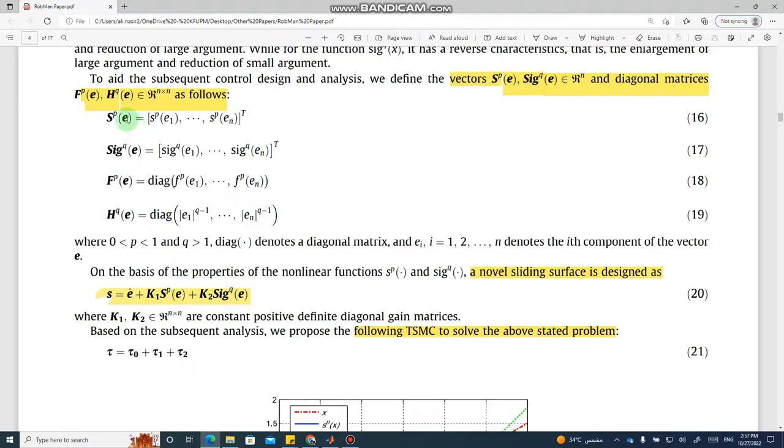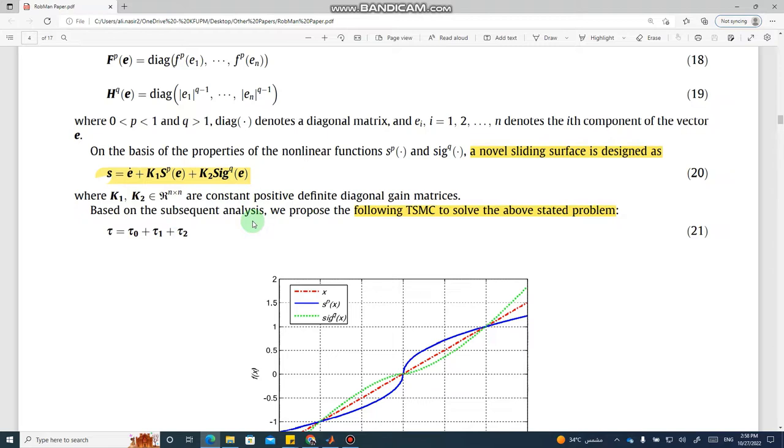For a vector case, this is just a component-wise function. SP you take for each component, then that will be the SP of a vector. Similarly, sig q of e, a vector, is sig q of each of the components. Similarly, FP of a vector is FP of each of the components. HQ is not defined separately, it's just defined right here, that HQ of a vector is a diagonal matrix where each of the diagonal entries is the magnitude of a component of the vector raised to the power q minus 1. We will be using these in our control simulation today.